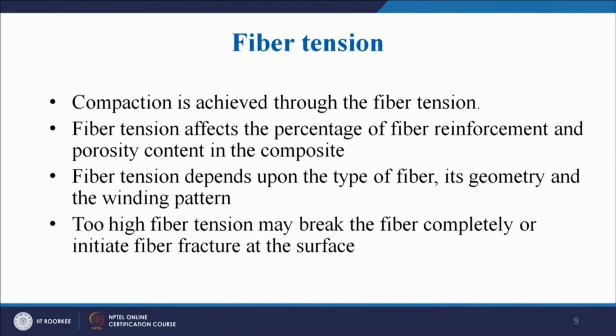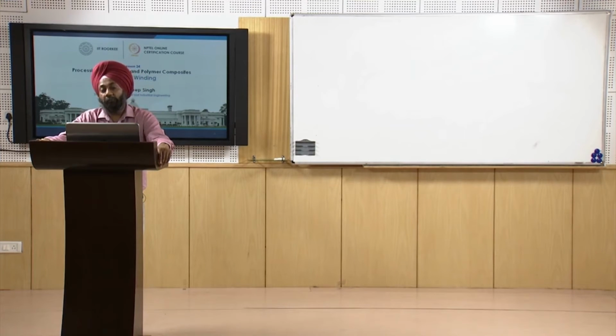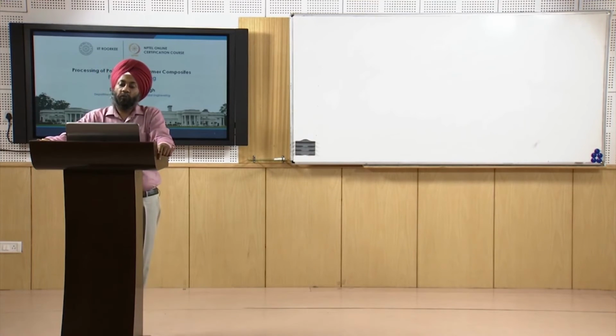As we have already emphasized, we can get high fiber volume fraction in the case of the filament winding process. Similarly, in the resin transfer molding process also, that is only achievable if we have good fiber tension. As well, the porosity will also be less if we have good fiber tension.